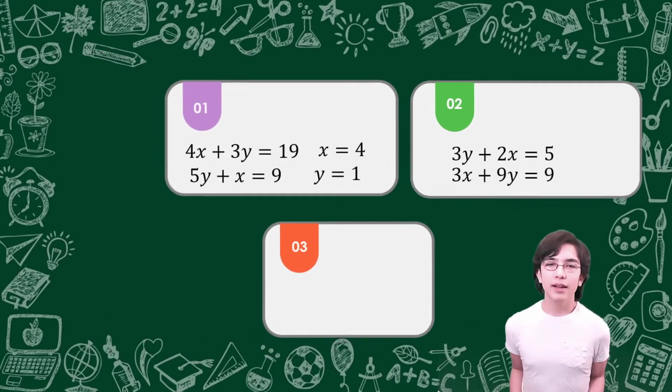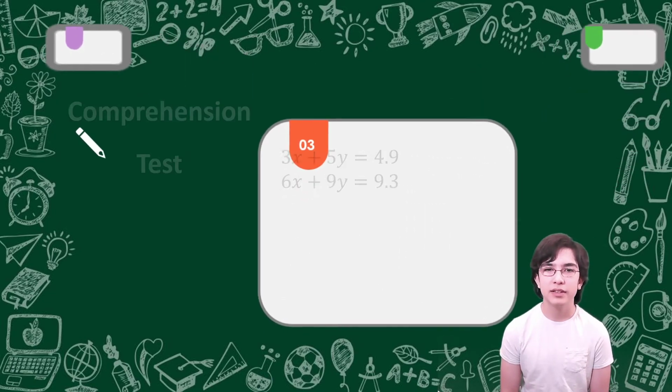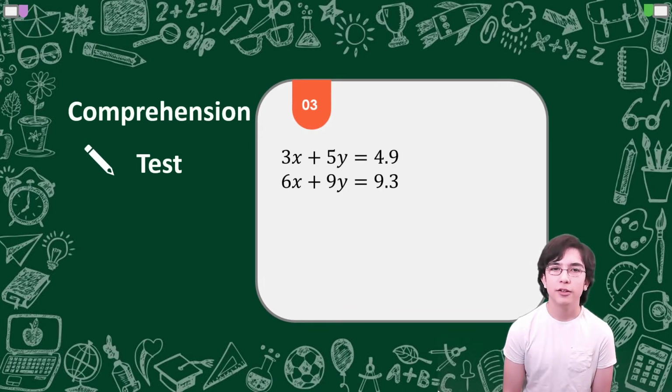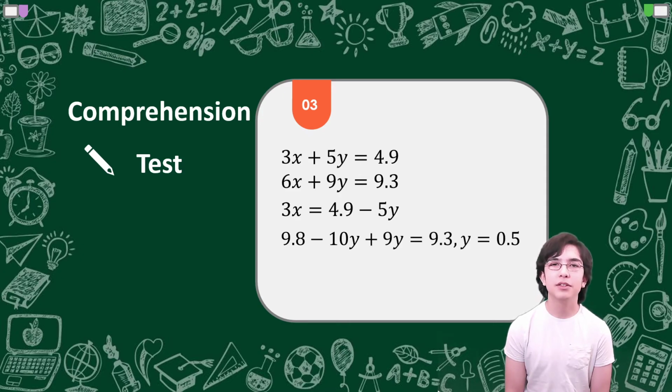And last question, which is a bit more tricky. 3x plus 5y equals 4.9, and 6x plus 9y equals 9.4. So we're using decimals here. So first, as always, we'll use substitution. 3x equals 4.9 minus 5y. And then multiply that by 2 to get 9.8 minus 10y for the 6x one.